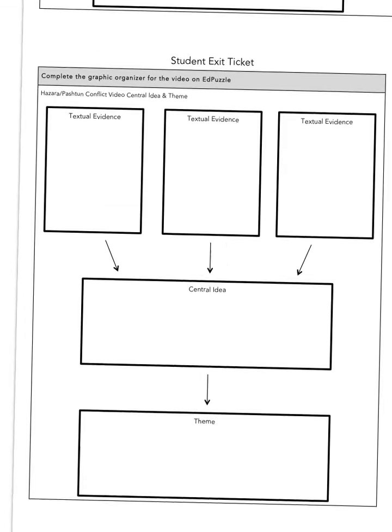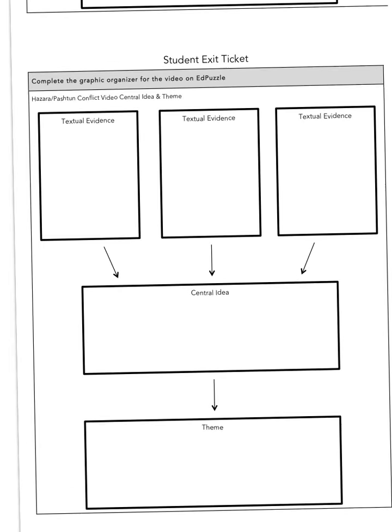All right, you're on to your final step. You're going to watch the next section of the video that's going to be about the Hazara and Pashtun conflict in Afghanistan. As you watch, you're going to record 3 pieces of evidence from the film. You're going to take those evidence and ask, what do they mostly tell you? So what's the central idea or what the film is mostly about? And then you're going to take that central idea and come up with a theme. What's the moral or lesson you and I can learn about the conflict in Afghanistan? This is your exit ticket for today. You'll also answer some questions along the way to make sure you're understanding what the video is about.